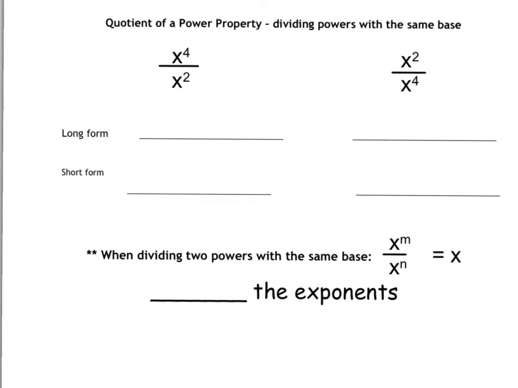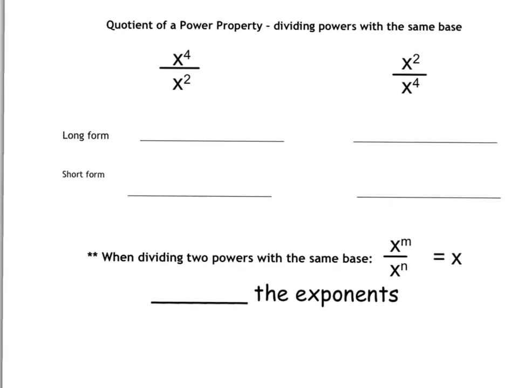So the long form, we're just going to write out what it means. X to the fourth over x squared means x times x times x times x over x times x. So now we know anything over itself equals 1. So that equals 1 and that equals 1. And so I'm left with x squared. And that makes sense because of what we just talked about. X to the 4 minus 2 is x squared.